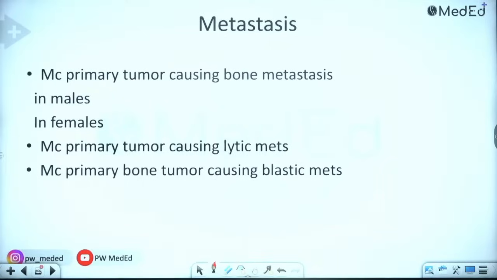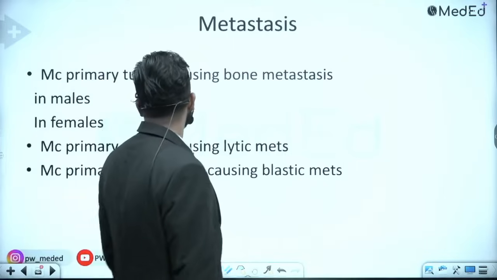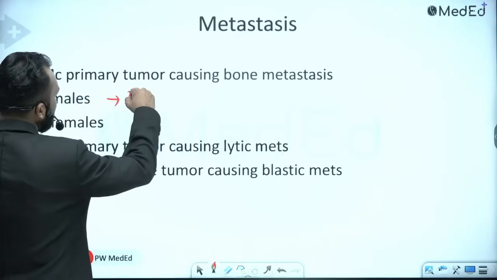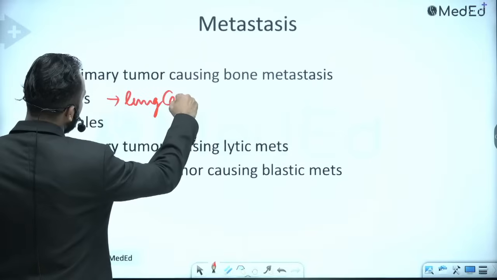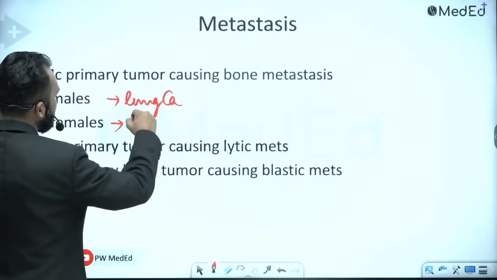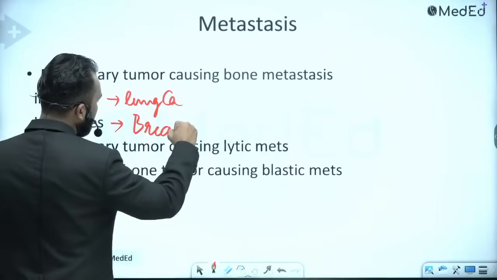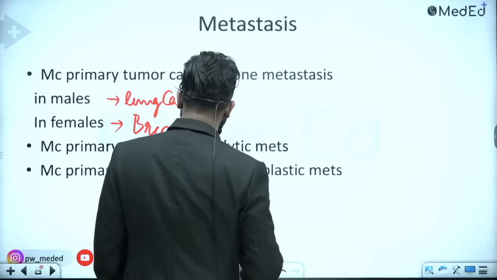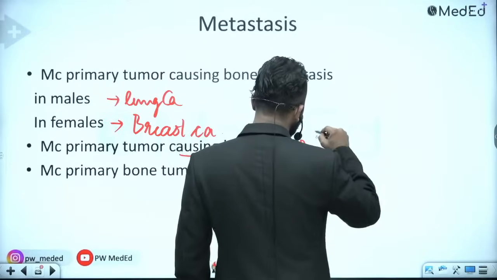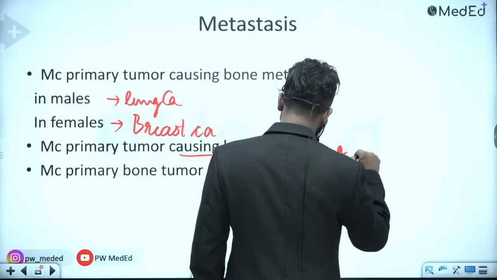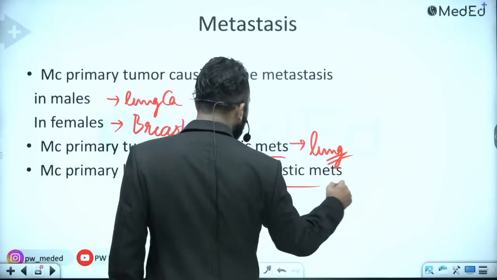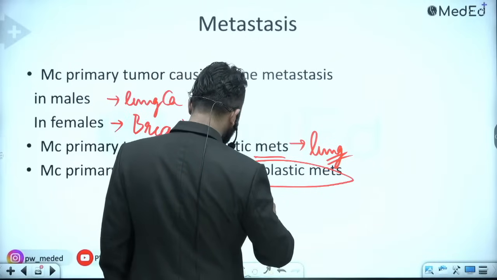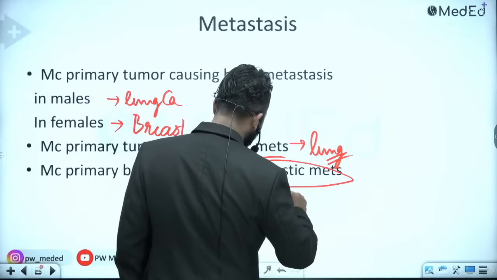Okay. Metastasis, most common primary tumor causing bone metastasis in males, it is lung cancer. In females it is breast cancer. Most common primary tumor causing lytic mets, it is again your lung cancer. And most common primary tumor causing blastic metastasis, it will be your prostatic carcinoma.